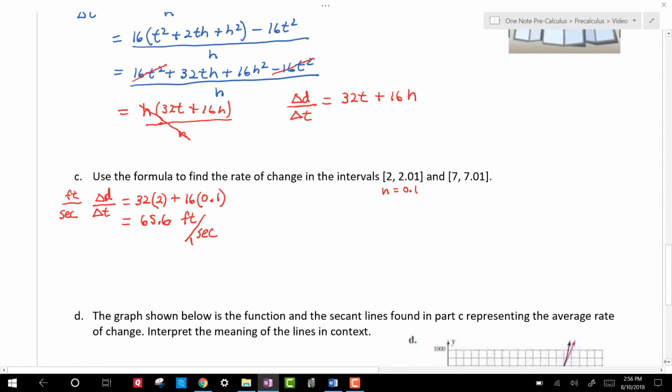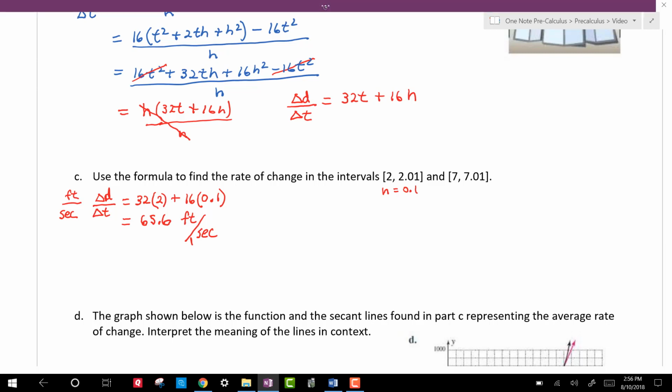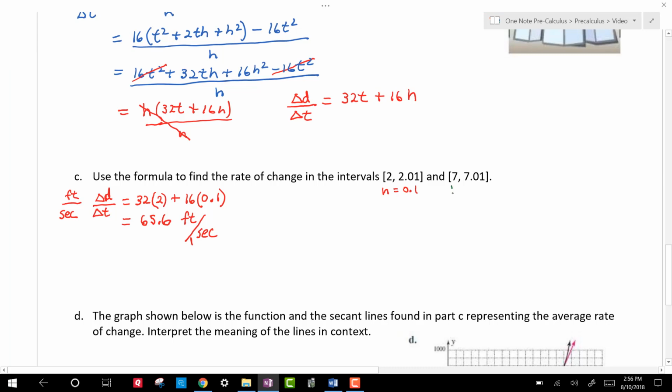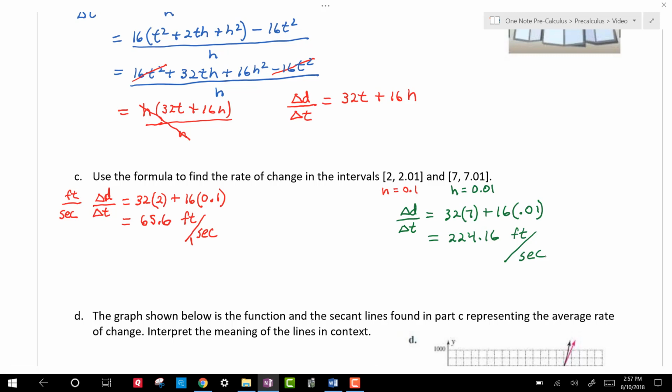And now we're going to do another one at 7 and 7.01. So take a look at this. Let's do this interval here. In this interval, the h value is a lot smaller. It's 0.01. So this time we're going to do the change in d over the change in t, and this is going to equal 32 times 7, so that's my x1, plus 16 times 0.01. All right, so this one actually turns out to be 224.16. And again, since a rate always has two numbers, the top number is in feet, and the bottom number is in seconds. 224.16 feet per second. That is a fast falling wrench, ladies and gentlemen.